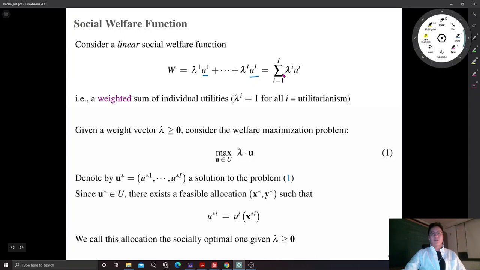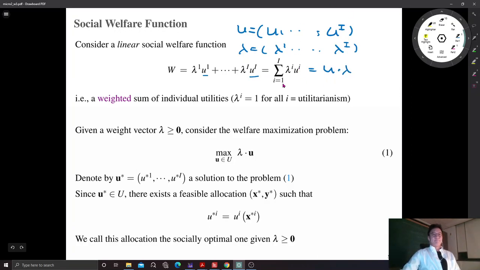So using summation notation, we can write it this way, or using the dot product. Vector U is a collection of levels of utilities for all consumers, and vector lambda is the weights, lambda super 1 to lambda super I. Then using these two vectors, we can write this as the dot product between U and lambda. Okay. So the linear social welfare function is a weighted sum of individual utilities.